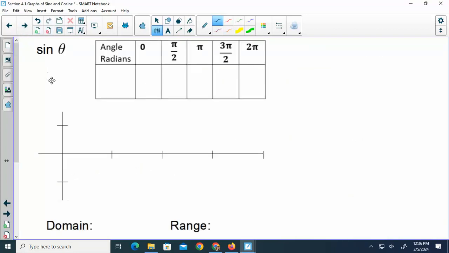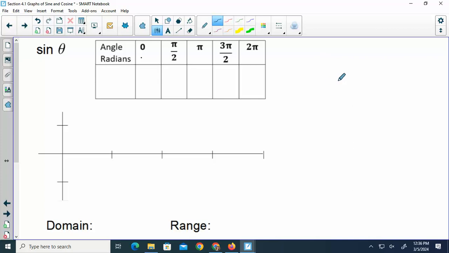Alright, so I want to talk about graphing sine and cosine today. Just like in algebra, if we don't know how to graph something, we always made a t-chart. So that's essentially what we are going to do here. We're going to put in some common angles, and we can always go back and add more if we need to. So my angle, we are going to do radian measures here. So 0, pi over 2, pi, 3 pi over 2, 2 pi.